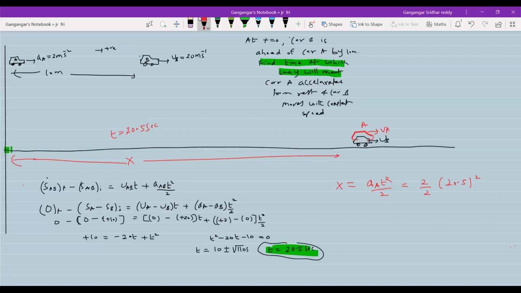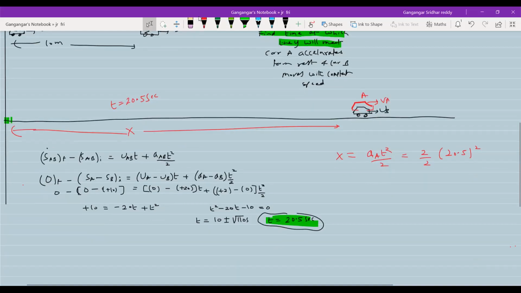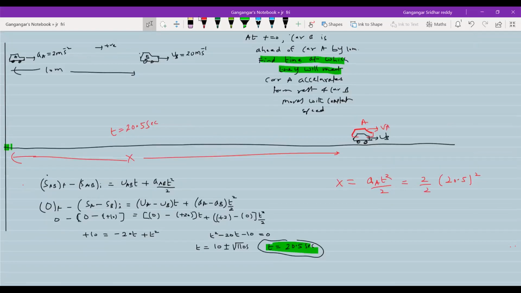Shall I continue here only? Find the time after which, so here only, calculate. I'll add the question here only. You see, there's a first case, second case. I think it will be, I'll take you to.